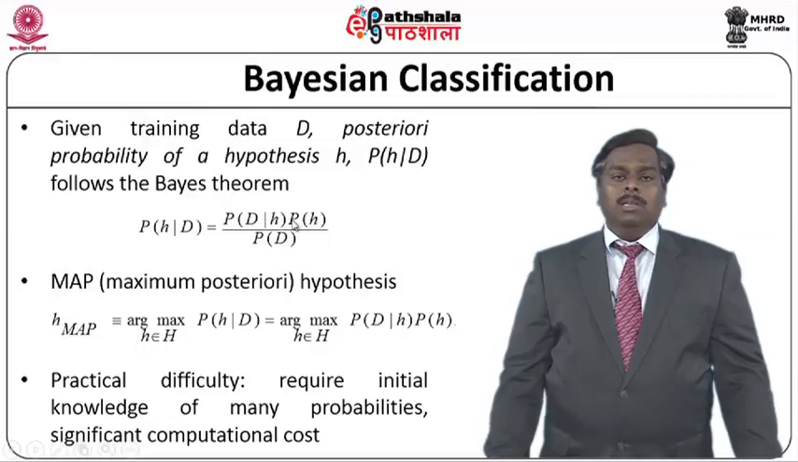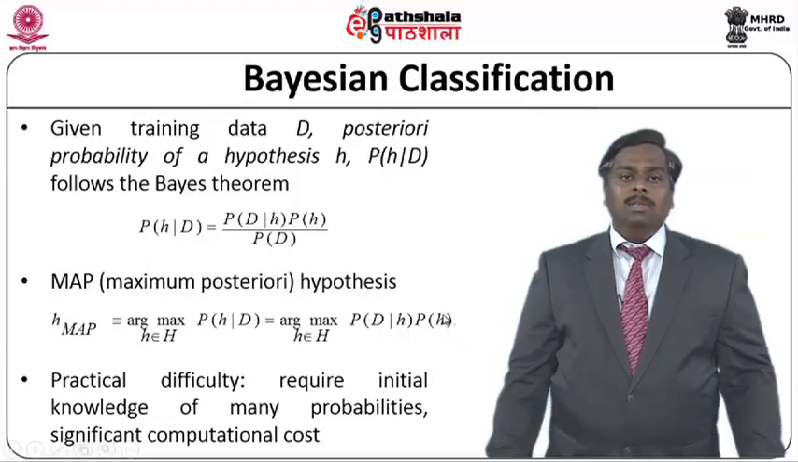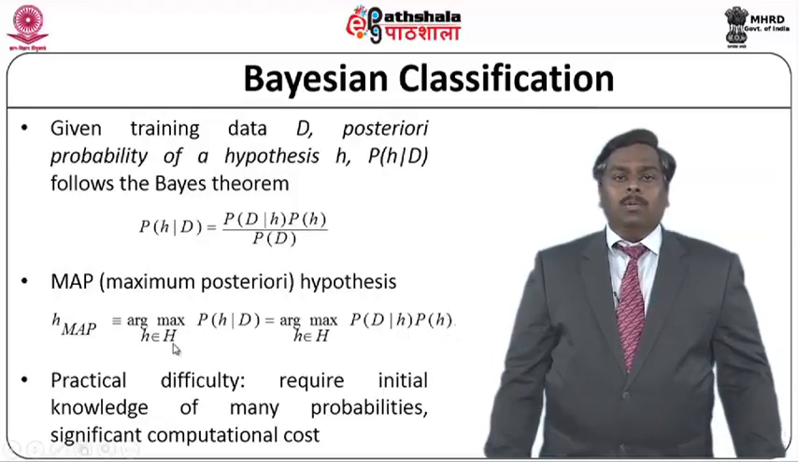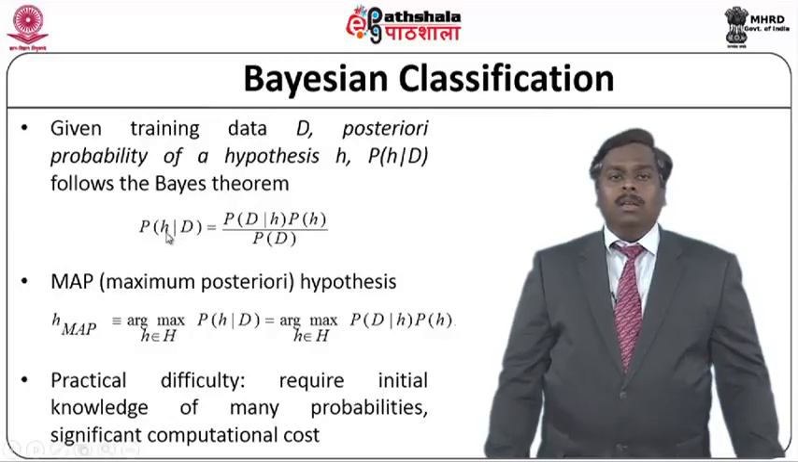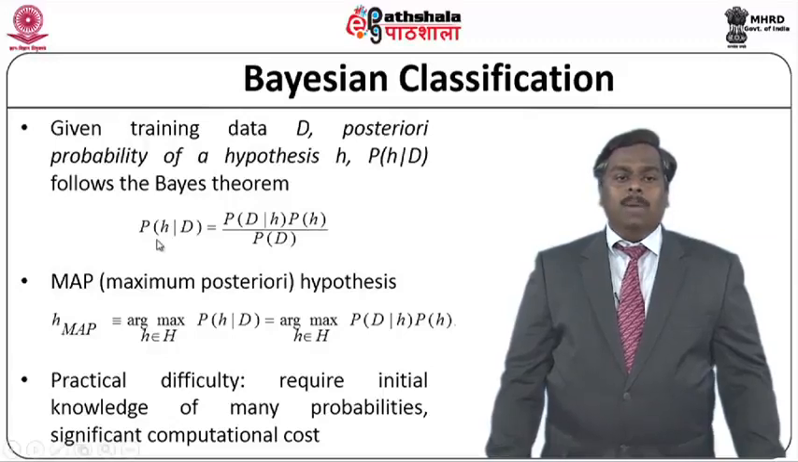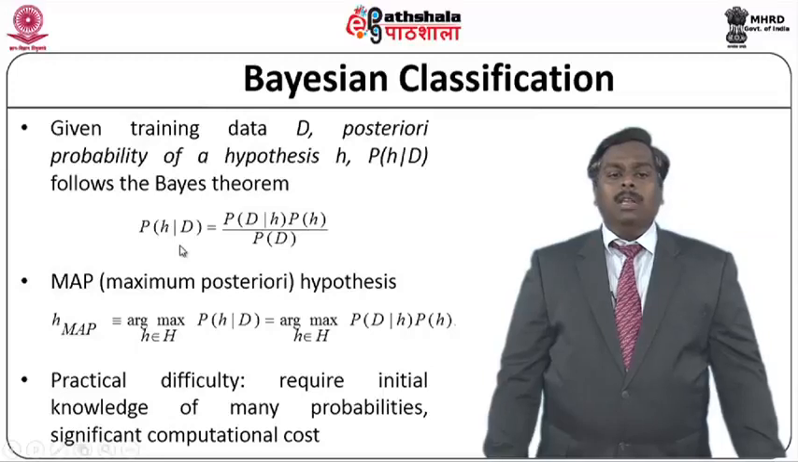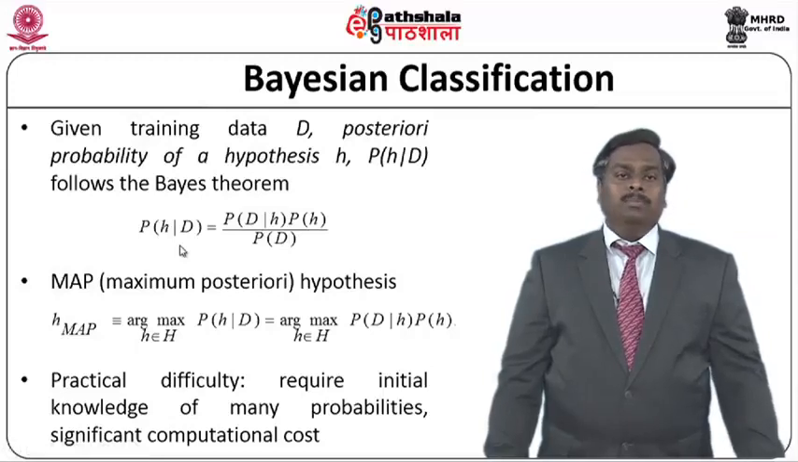So, the numerator is associated with two probabilities: one is the probability of D given H, another one is the probability of the hypothesis. So, now all that we need to do is identify the hypothesis for which the probability is maximum, and the hypothesis which has the maximum conditional probability will be used for further classification or prediction problems.